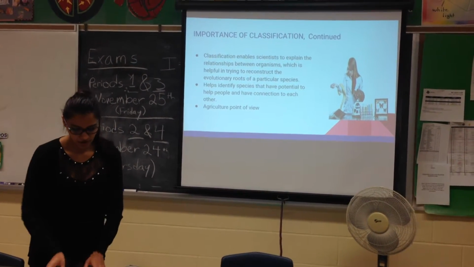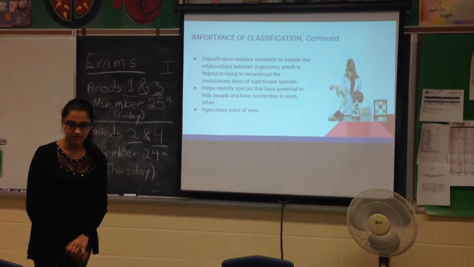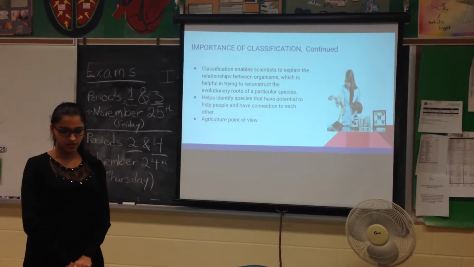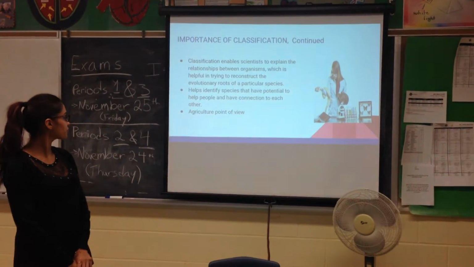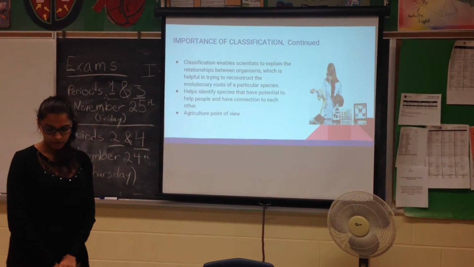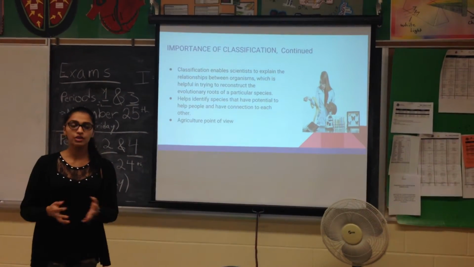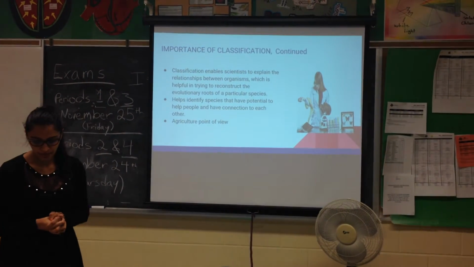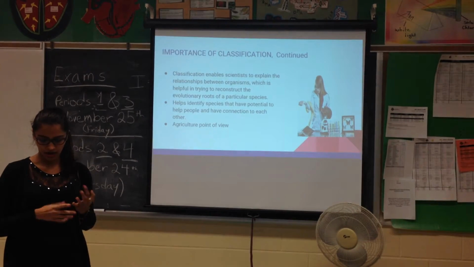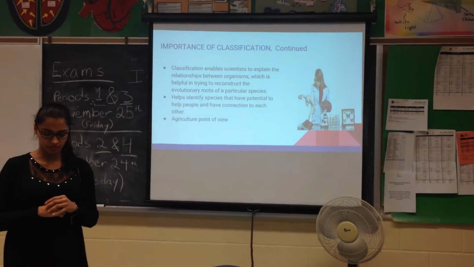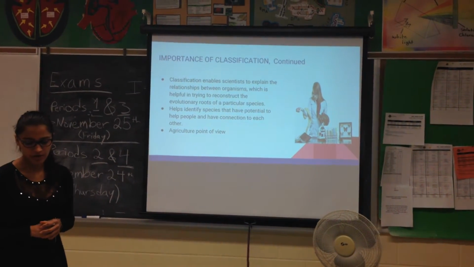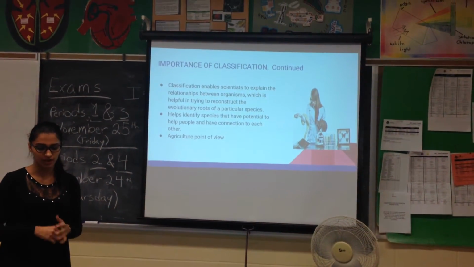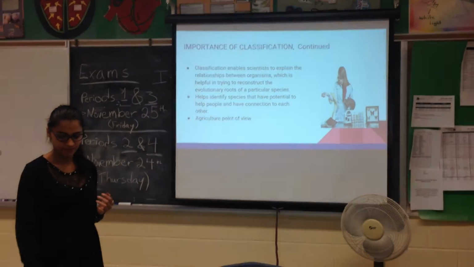Okay, continuing. Classification enables scientists to explain the relationships between organisms, which is helpful in trying to reconstruct the evolutionary route of a particular species. For example, in the US, there is a fish known as the perch. One can be eaten, the other can't. This is because they come from different species but have the same common name. Specific names give us more clarity where there are many common names.